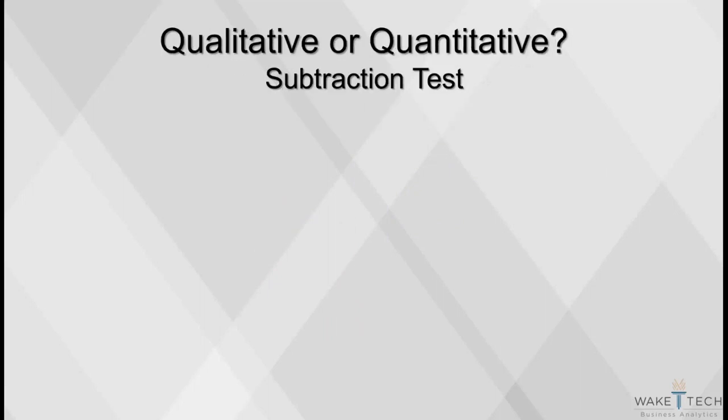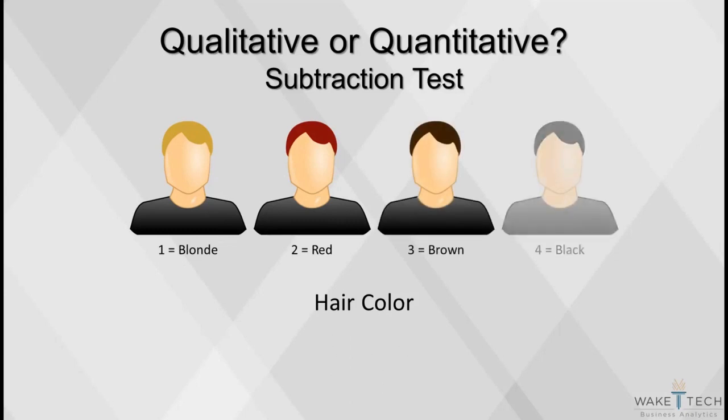The best way to decide whether a variable is qualitative or quantitative is to use the subtraction test. If two experimental units, such as people, have different values for a particular measure, then you should subtract the two values and ask yourself about the meaning of the difference. For example, when hair color is coded as 1 equals blonde, 2 equals red, 3 equals brown, and 4 equals black, the difference between the variables has no meaning, so it fails the subtraction test, which means hair color is a categorical or qualitative variable.